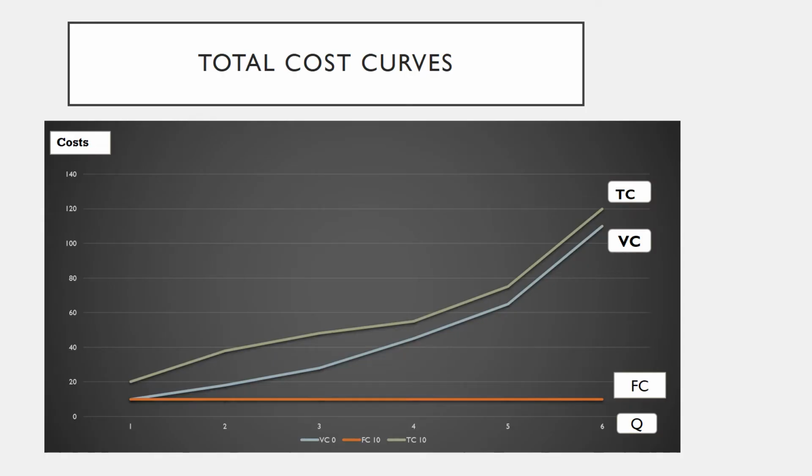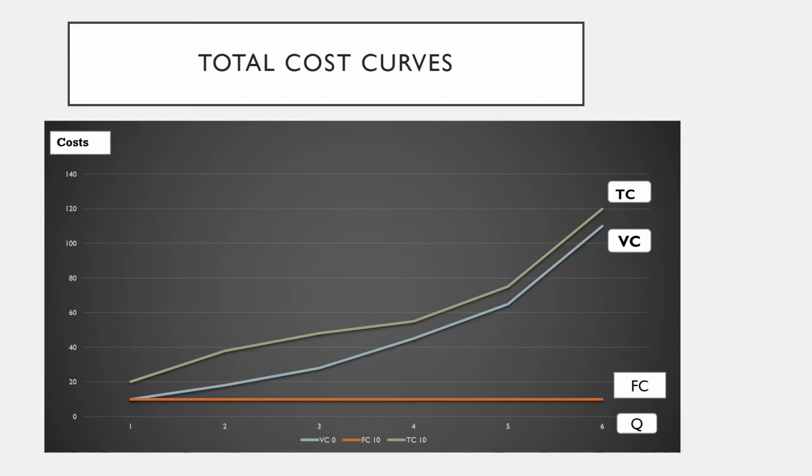From the table, you get a graph like this. On the vertical axis you have the respective costs and the horizontal axis shows quantity. So we begin with fixed cost first. Fixed cost is the straight horizontal line in orange. Remember, in the table fixed cost was the same, it was 10. That's why the line is straight, it doesn't show any fluctuations. Regardless of whether you're producing one unit or the sixth unit, your fixed cost would be the same because it's fixed.